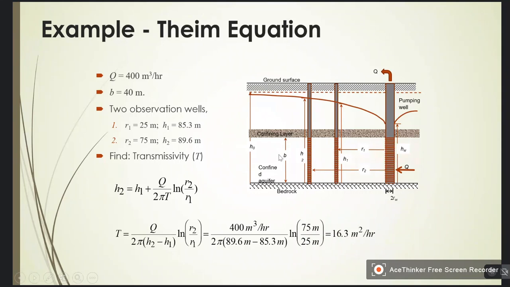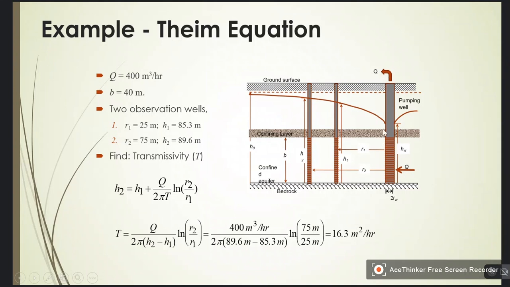Okay. Now, sorry, B is given. B is 40 meters. B is given as 40 meters. Then discharge is given as 400 meter cube per hour. And this is the pumping well. Okay, this is the pumping well.